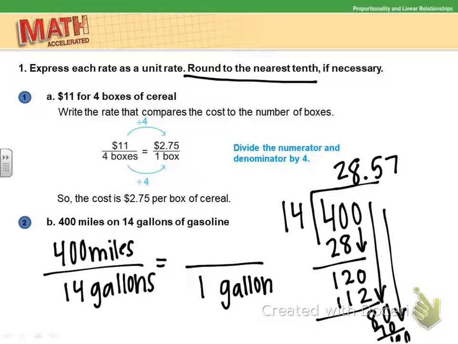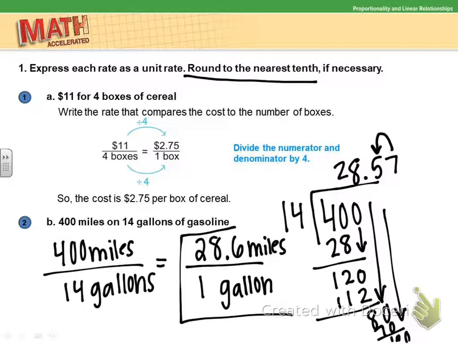So if I round to the tenth, that's going to make that go up to a 6. So I get 28 and 6 tenths miles in 1 gallon.